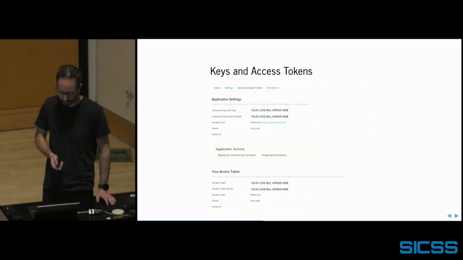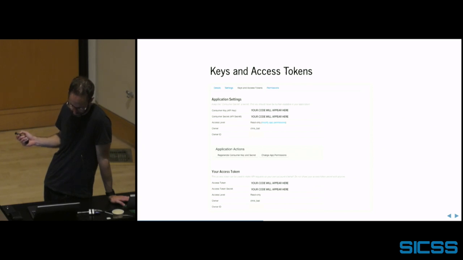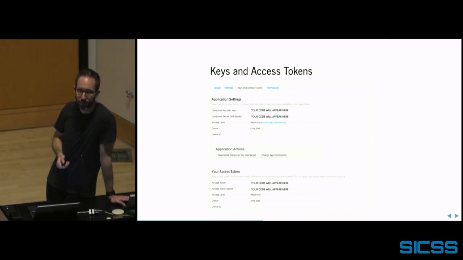OK, so here's the page that I mentioned that contains all of your credentials, your consumer key or API key, your consumer secret, and your API secret. And your codes will appear here. They will be long strings. Here's your access token and your access token secret. And these are the 4 codes which together allow you to authenticate with Twitter.